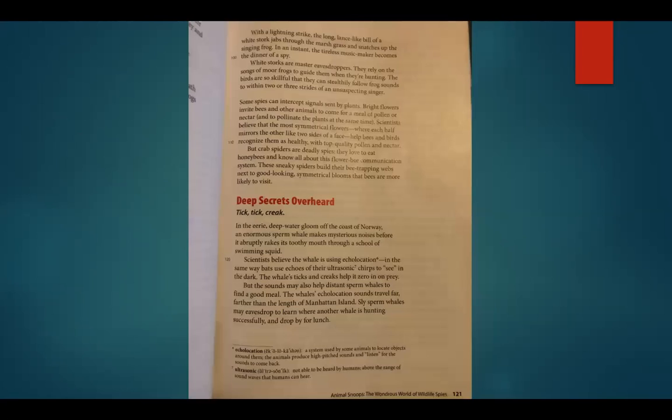It says, with a lightning strike, the long lance-like bill of a white stork jabs through the marsh grass and snatches up the singing frog. In an instant, the tireless music maker becomes the dinner of a spy. White storks are master eavesdroppers. They rely on the songs of moor frogs to guide them when they're hunting. The birds are so skillful that they can stealthily follow frog sounds to within 2 or 3 strides of an unsuspecting singer.